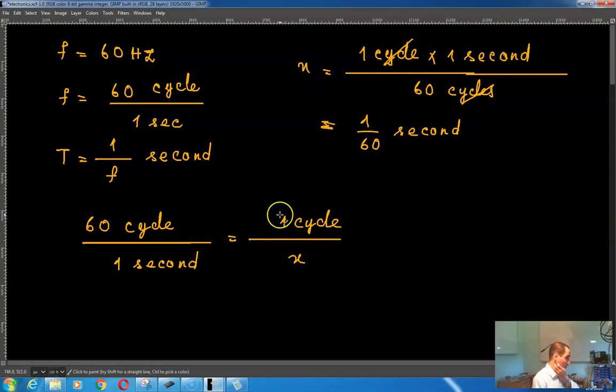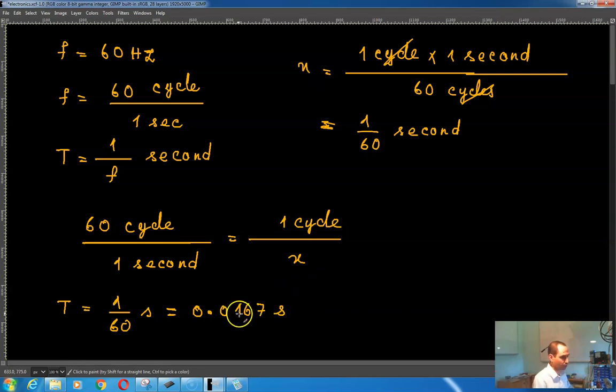So that means that if you have 60 cycles in 1 second, then the time required for one cycle is 1/60th of a second, right? And that is called your period. So your period is essentially 1/60th of a second. And 1/60th of a second is essentially 0.01666 and so on. For example, you can take 3 significant figures, you get 0.0167 seconds, right?